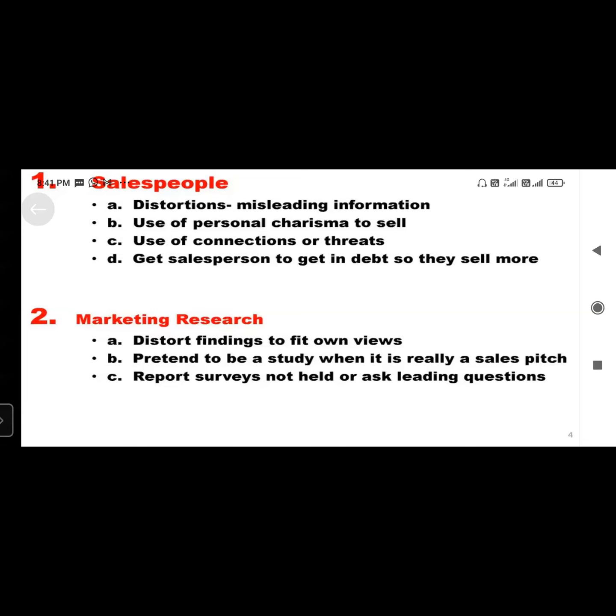कि सिर्फ रिसर्च का बहाना करके आप अपना अगर प्रोडक्ट बेचते हैं और किसी को ऐसे फंसा के अगर आप अपनी कंपनी का प्रमोशन कर रहे हैं, तो दैट इज अगेन अनइथिकल. द लास्ट वन, रिपोर्ट सर्वेस नॉट हेल्ड और आस्क लीडिंग क्वेश्चंस.